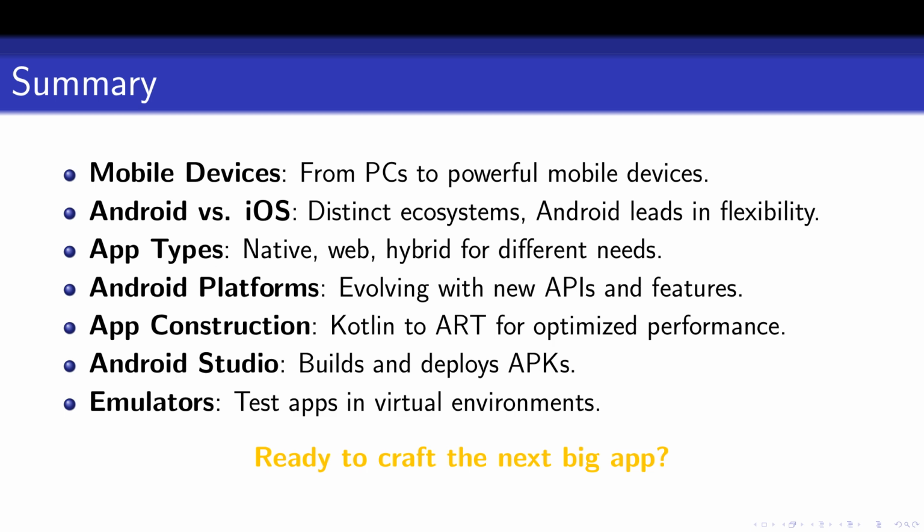To wrap up, we've seen how mobile devices have evolved from clunky PCs to powerful smartphones. Android and iOS offer distinct ecosystems, with Android excelling in flexibility. You can build native, web, or hybrid apps to suit your needs, leverage evolving Android platforms for new features, and use Android Studio to create and test APKs on emulators. Now you're ready to start crafting your own amazing apps. What's your next big idea?